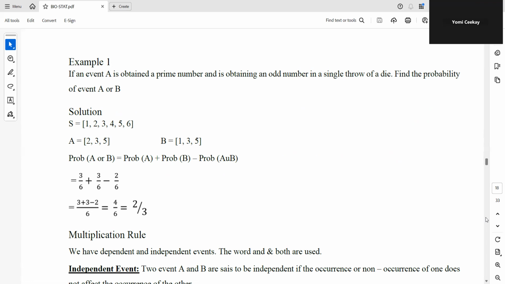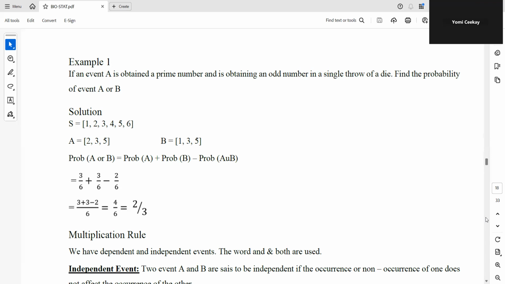An odd number. What are the odd numbers from 1 to 6? 1, 3, and 5. So therefore, probability of A intersection B, what will it give us? It will give us probability of 1 over 6.